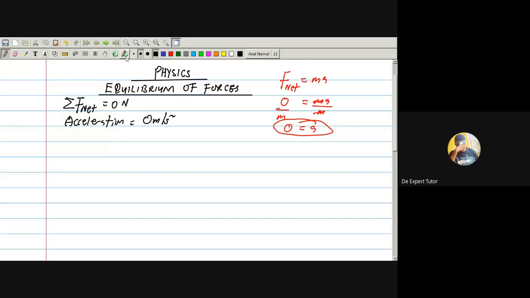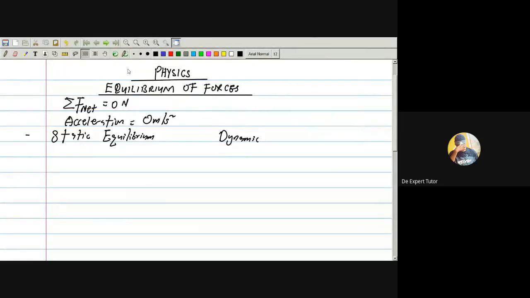Next, equilibrium is divided into 2 types. One of them is called static equilibrium, and the other one is called dynamic equilibrium.